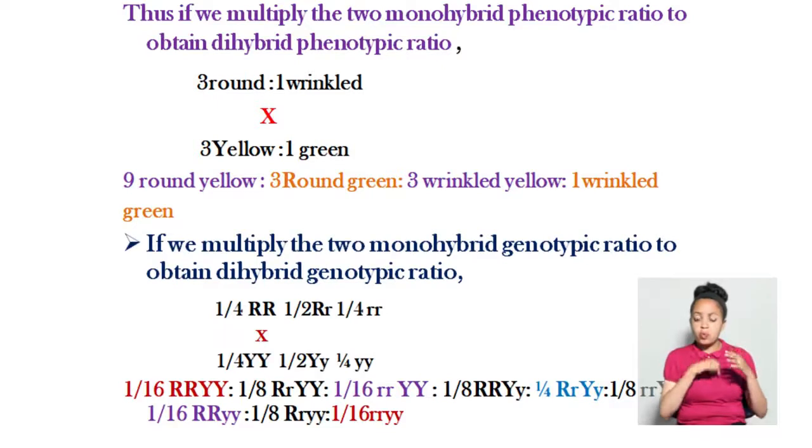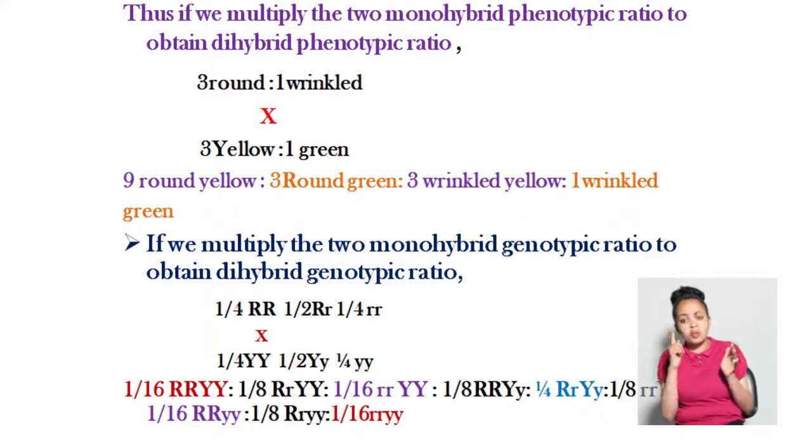We can obtain 1/4 R capital, 1/2 R capital R small, and 1/4 R small, and likewise 1/4 Y capital, 1/2 Y capital Y small, 1/4 Y small. Finally, we can obtain this result for the genotypic ratio in the F2 generation. This indicates that two monohybrids can come together to form the dihybrid phenotypic and genotypic ratios.